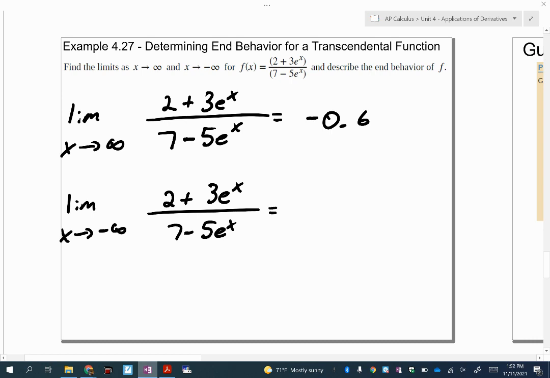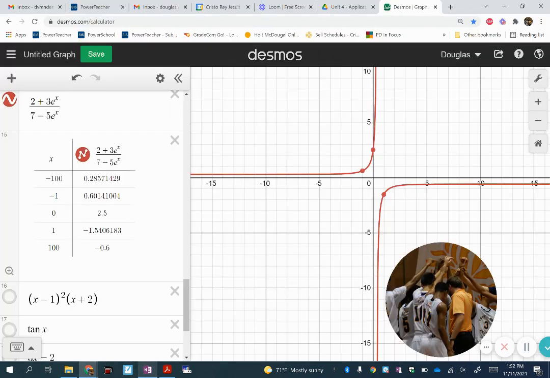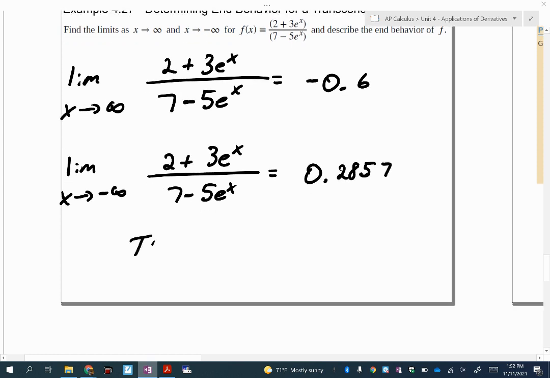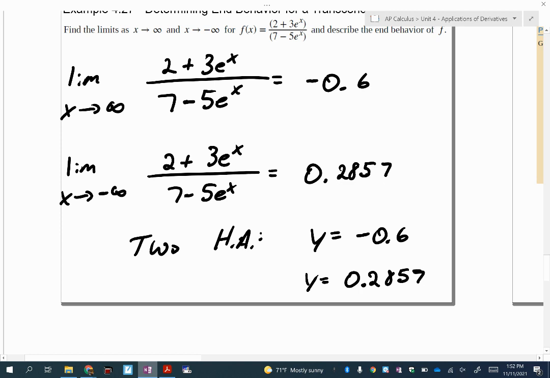And for this one, as we approach negative infinity of the same function, we approach the decimal 0.2857, which I just showed you is the same as the fraction 2/7. So that means we have 2 horizontal asymptotes. One is y equals negative 0.6, and one is y equals 0.2857. That was a lot of work with Desmos, trying to figure out the end behavior and ultimately leading to lots of asymptotes.